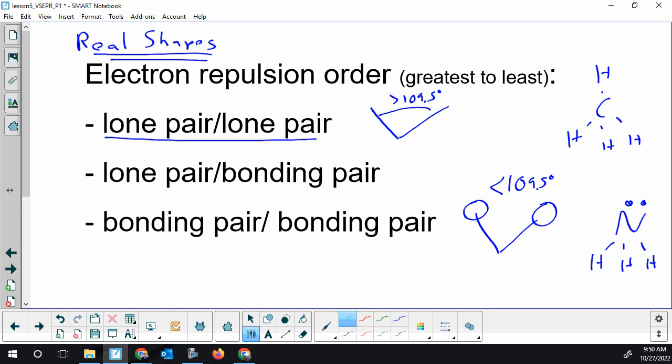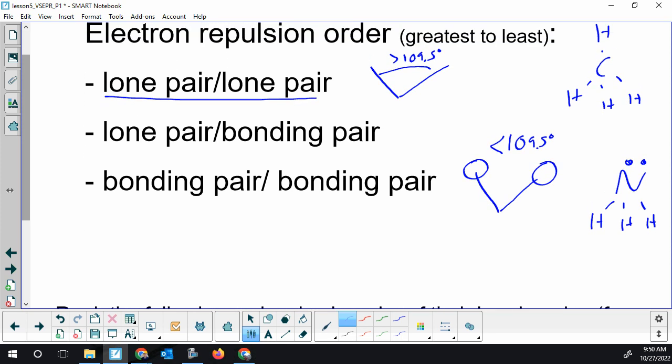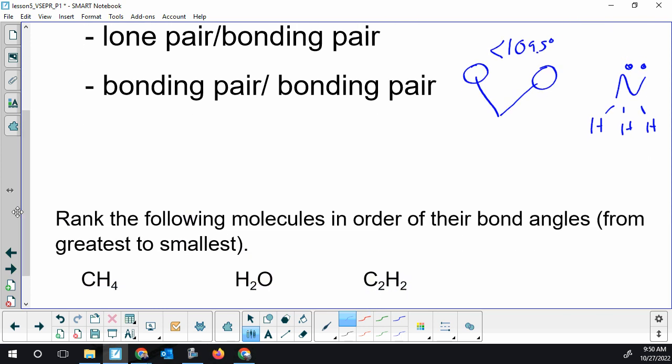Then we're going to do a ranking example to end this, and with some practical examples. I'm going to compare and rank the bond angles in methane, water, and C2H2, which would be ethine, a Chem 30 vocabulary term.